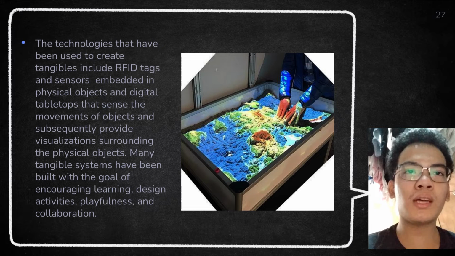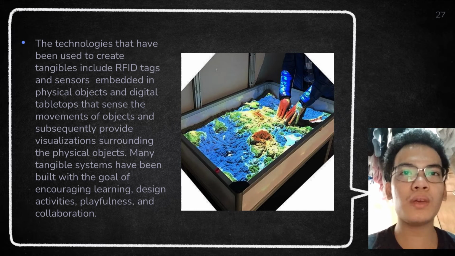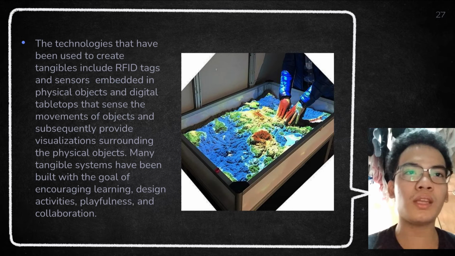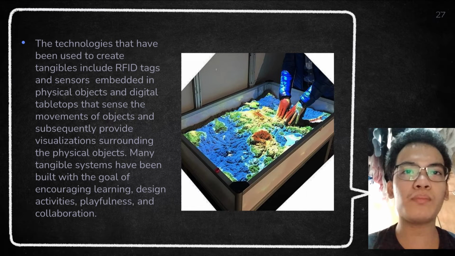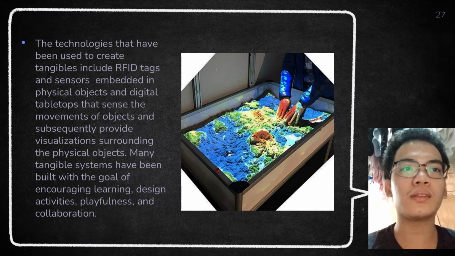The technologies that have been used to create tangibles include RFID tags and sensors embedded in the physical object, and digital tabletops that sense the movement of objects and subsequently provide visualization surrounding the physical objects. Many tangible systems have been built with the goal of encouraging learning, design activities, playfulness, and collaboration. These include planning tools for landscape and urban planning.